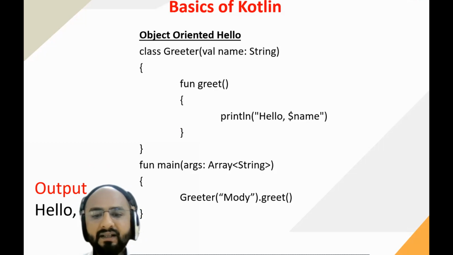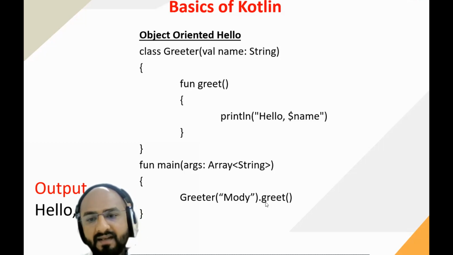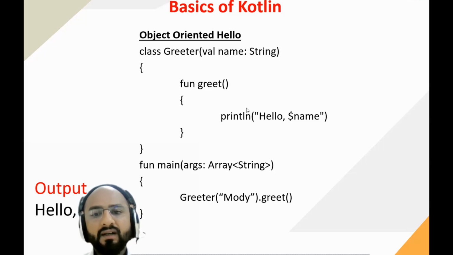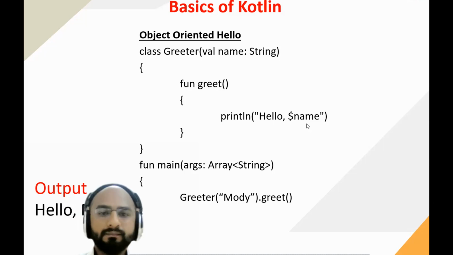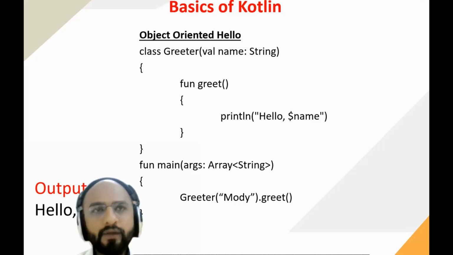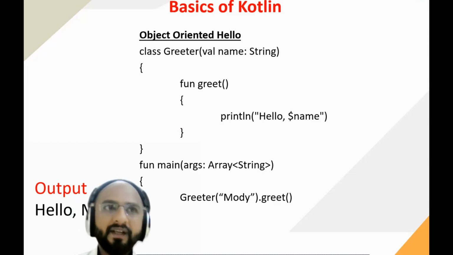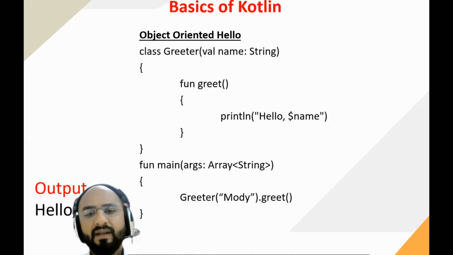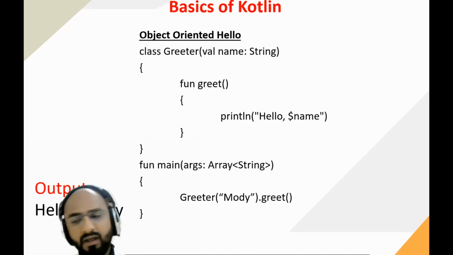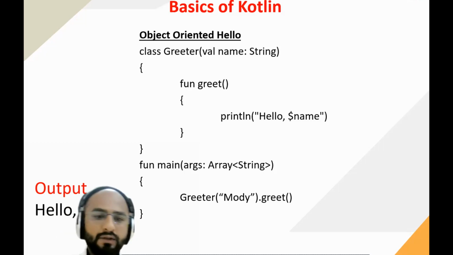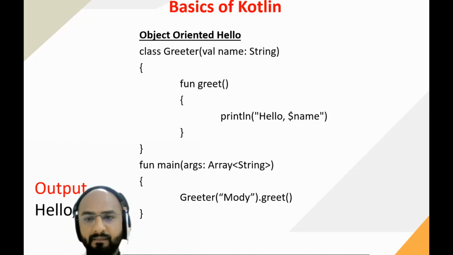So you can see in the Greeter class, when I am calling this method from over here, this Modi string value will go into the name variable. And after that, I call the method named dot greet. So the greet method will be called and the print statement will be executed, and we will have hello Modi in the output. I hope you are understanding this code properly. This is another approach to print a statement to the console by using object-oriented programming. So Kotlin supports object-oriented programming also. That is why I have taken this example over here.